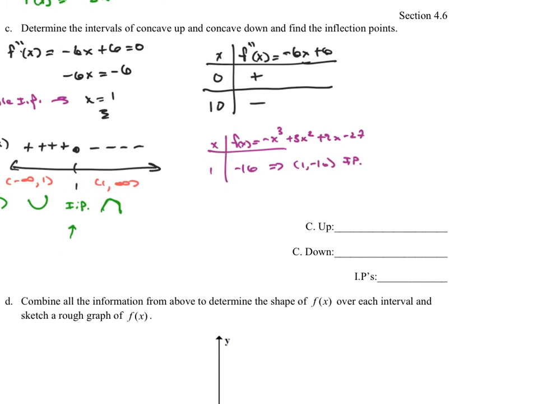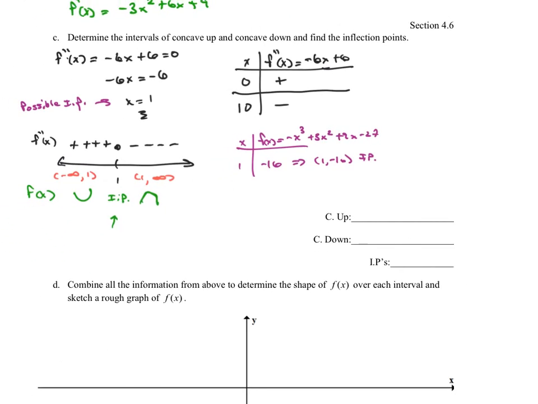Okay. So where is it concave up? Again, it's concave up anytime the second derivative was positive. That was the interval negative infinity to 1. Where is this function concave down? That's any place that the second derivative was negative. That is the interval from 1 to infinity.